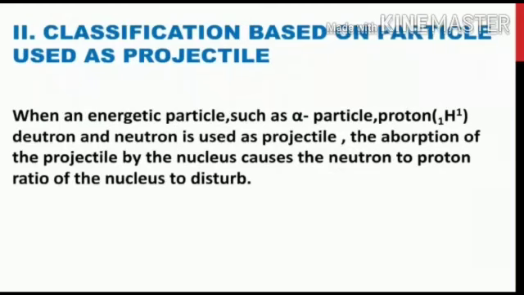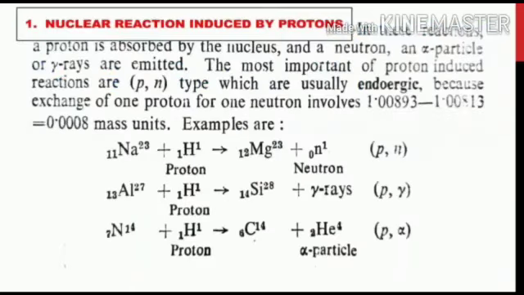Nuclear reactions can be classified on the basis of the particle used as projectile in the reaction. When an energetic particle such as alpha particle, proton, deuteron or neutron is used as projectile, the absorption of the projectile by the nucleus makes changes in the neutron to proton ratio. Nuclear reaction induced by protons. In this type of reaction, a proton is absorbed by the nucleus and a neutron, alpha particle and gamma rays are emitted.